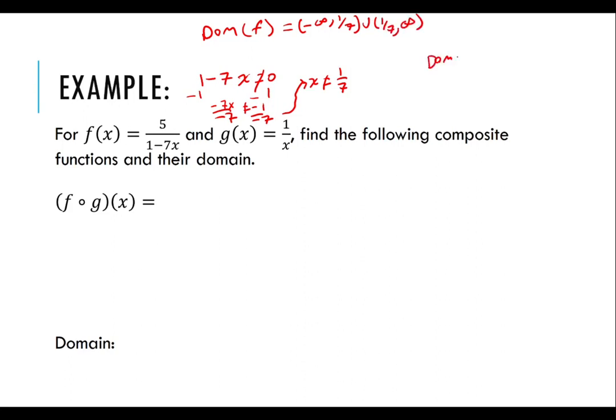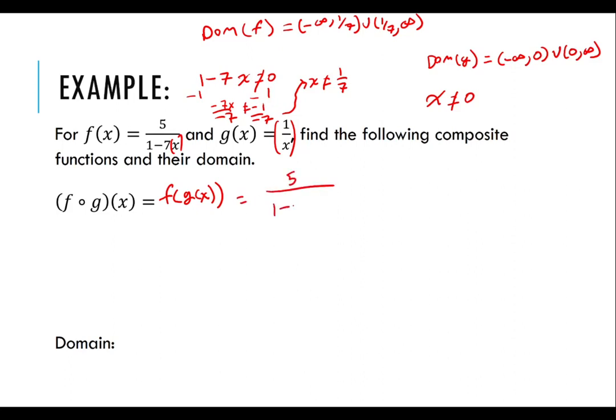Let's talk about the domain of g. Well, g is 1 over x, and so x cannot be 0. And so the domain of g is from negative infinity up to 0, excluding, union, not including 0, up to infinity. So now to find this composite, we have f of g of x. Take the g function and plug it into the f function. And so that is 5 divided by 1 minus 7 times 1 over x.